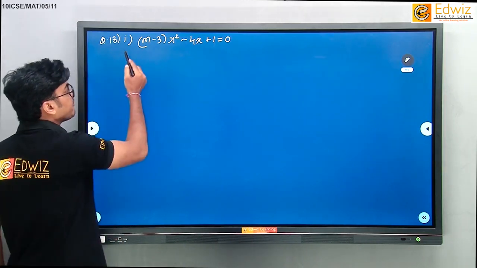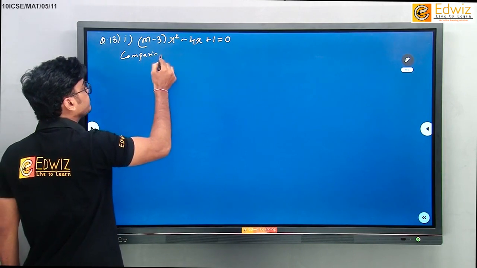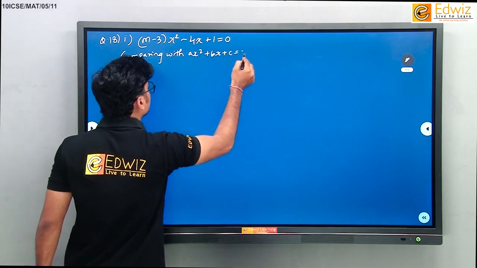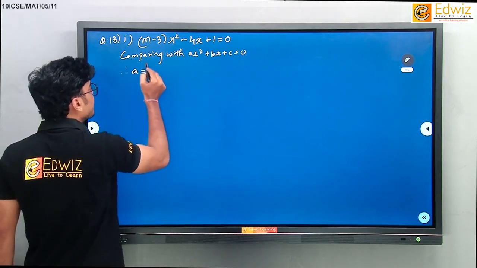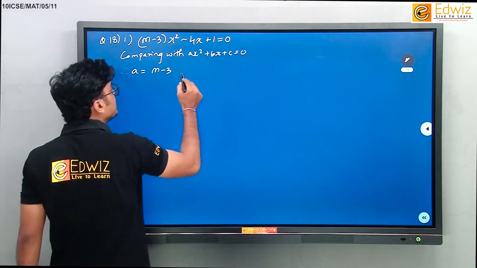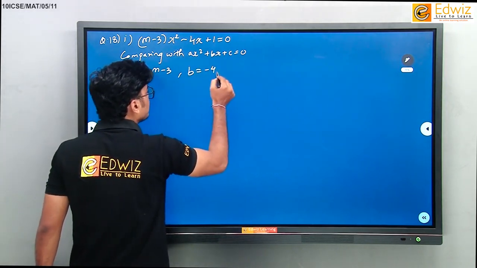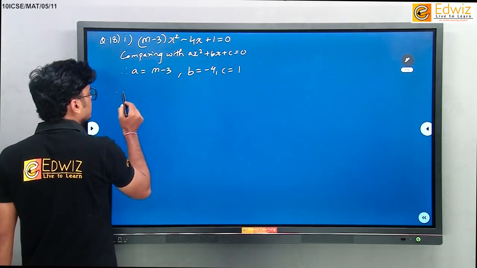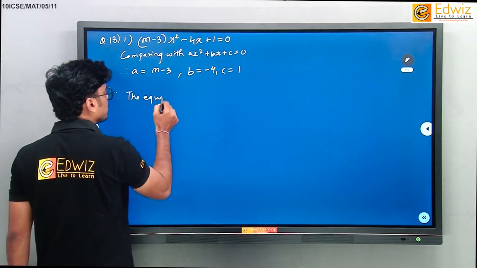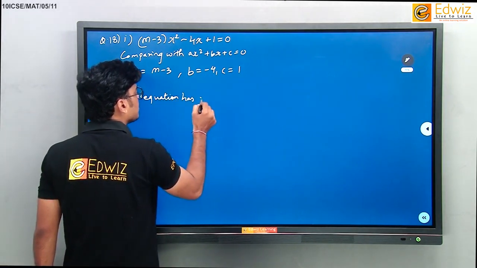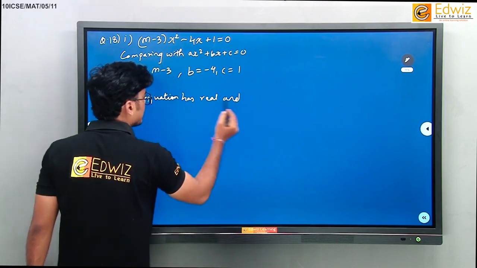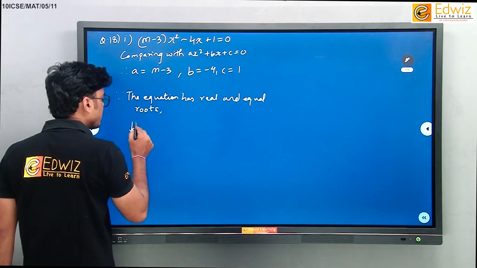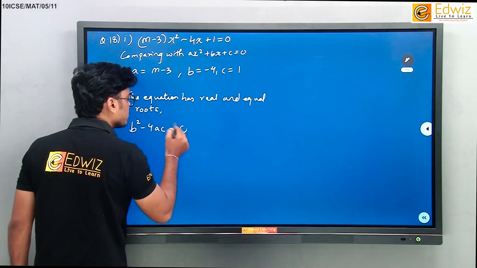What is a, b, c here? Okay, compare with the standard form. Comparing with ax square + bx + c equal to 0. Instead of a, we have m - 3. Okay, instead of b, we have -4. Instead of c, we have 1. So, since the equation has real and equal roots, b square - 4ac will be equal to 0.